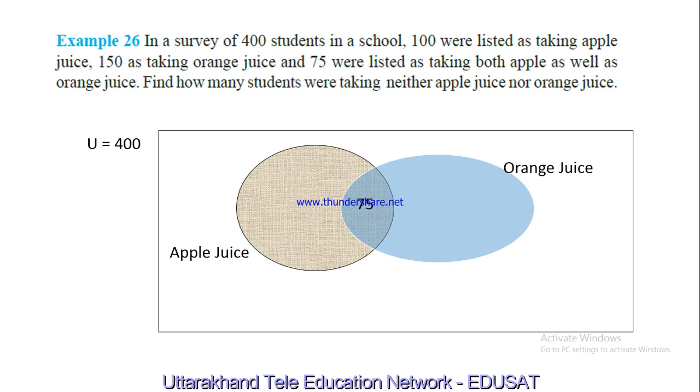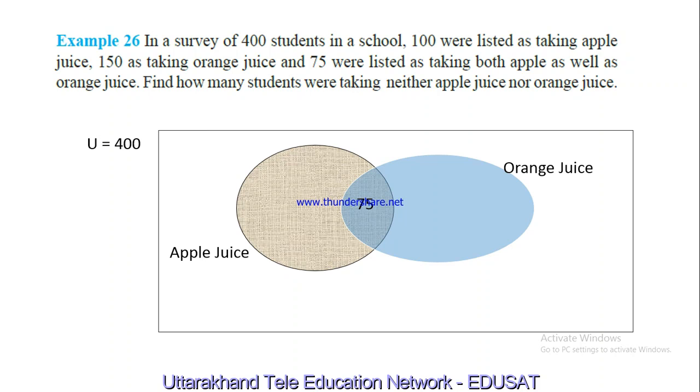Now this overlap basically shows the number of students who have listed having both apple juice and orange juice, and this is 75. See the second line, 75 are listed as taking both apple as well as orange juice. So this is 75. Now we would be adopting the same procedure that we adopted the last time.